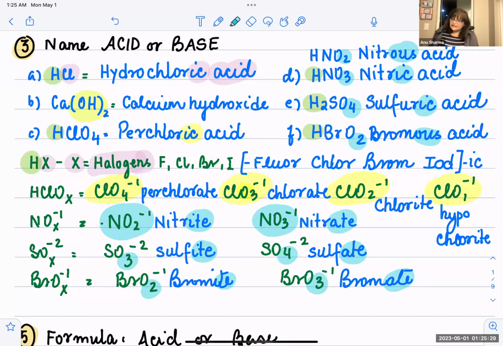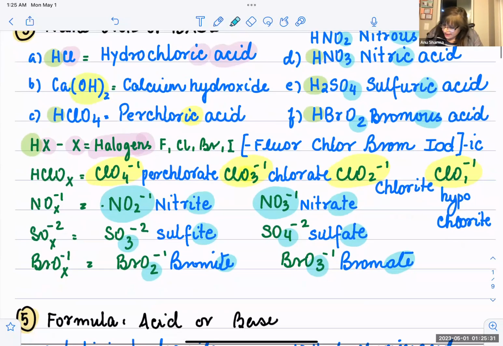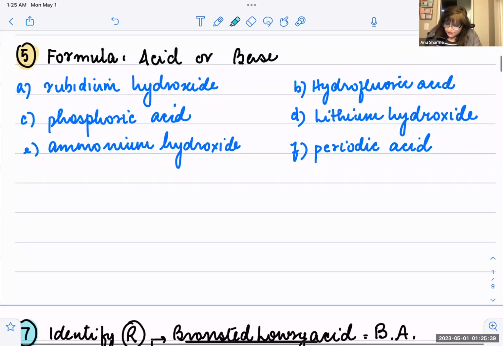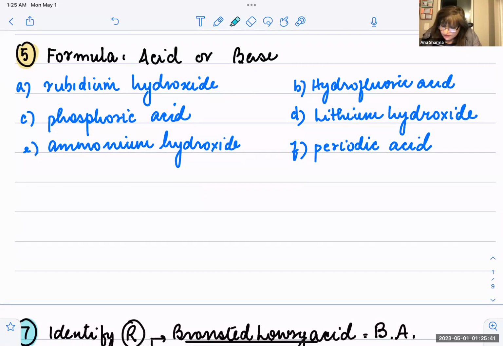Okay, so this is going to come through practice, and I have given you the worksheet for practicing, and you can look at the book also for more examples. Now here they're asking you to write the formula, so it's the same rules. Rubidium hydroxide. Now rubidium is a metal, so you should remember the polyatomic ions, and you should remember the names and the symbols of the metals.